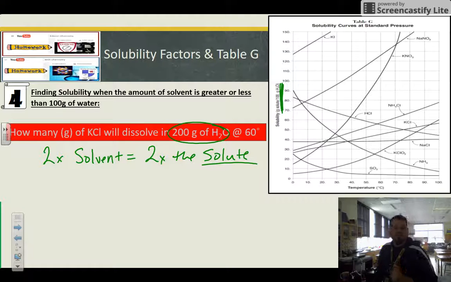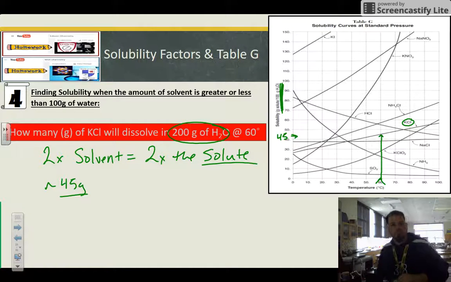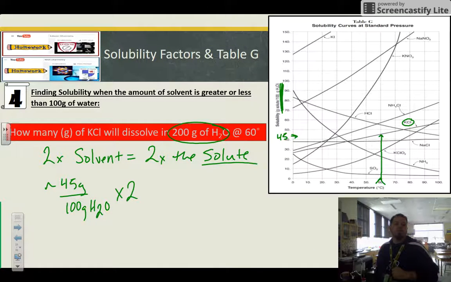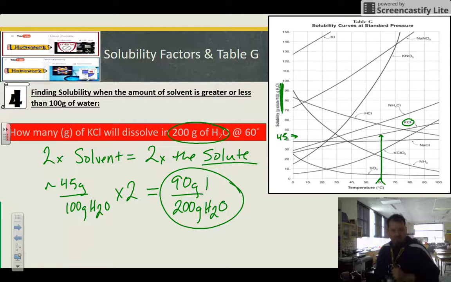So let's find out at 60 degrees how much I should be able to get of KCl in solution. So follow 60 degrees up to KCl. And I see that I can dissolve about 45 grams of KCl in 100 grams of water. So I'm going to multiply it by 2 because now I'm talking about 200 grams of water, right? And now I get 90. Good. I can do 90 grams in 200 grams of water. The answer is 90.